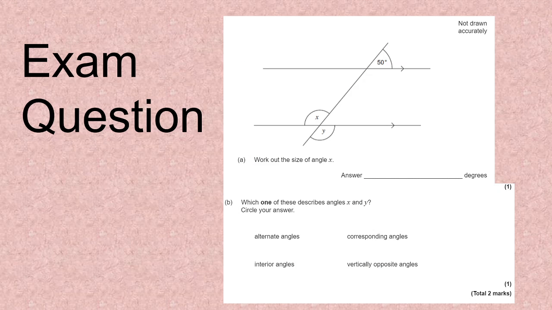Okay, GCSE exam question worth 2 marks. There's an A part for 1 mark and a B part for 1 mark. Could you pause the video and have a go at that, please?